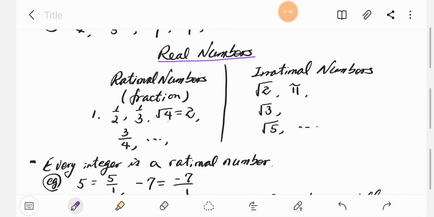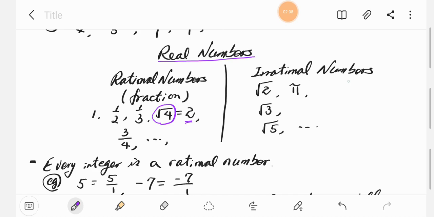What is the square root of 4? Once you simplify it, it becomes an integer, right? An integer is also a rational number. And the irrational numbers are the ones that cannot be written as a fraction.